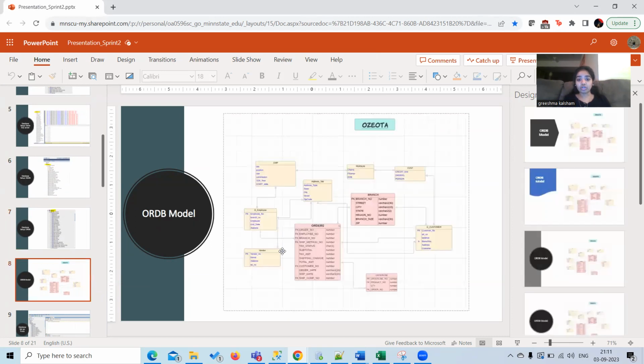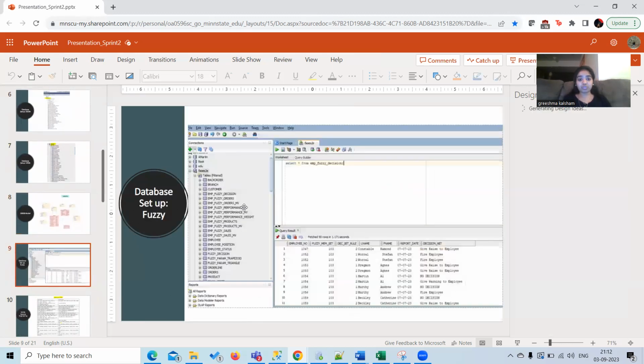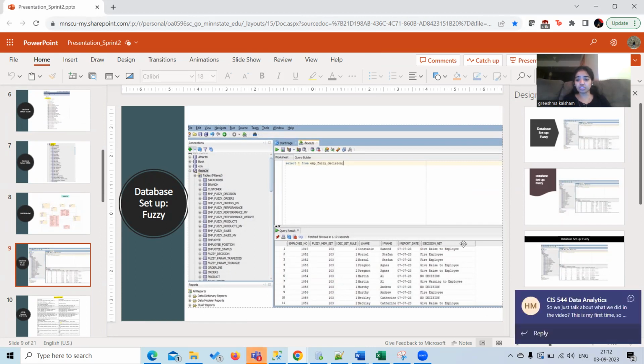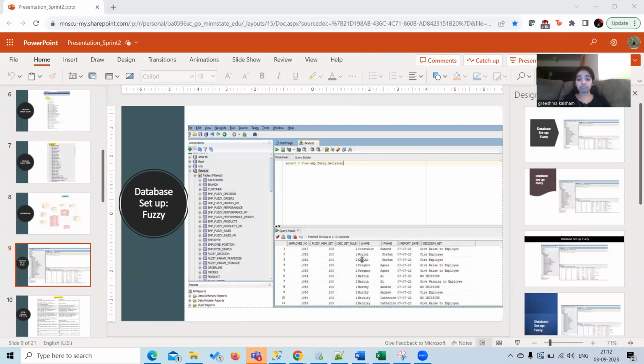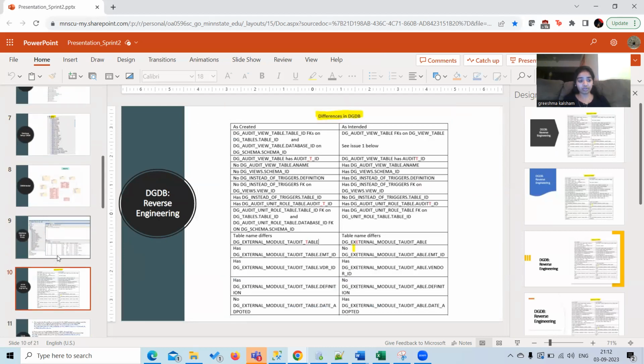And then this is a model where we had inherited the emp from the person object, and then just one address table, which is inherited by all the other tables. The next would be the fuzzy database, which was loaded into a local copy. We had no issues loading it, and then this is one simple statement where it shows the entire database is loaded.